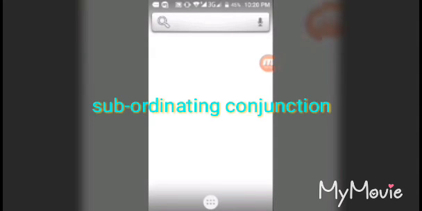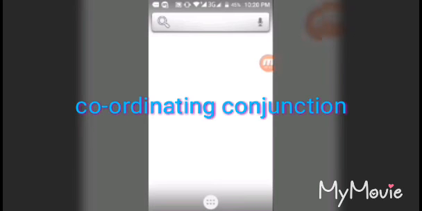There are many types of conjunction. The first one is subordinating conjunction. The second one is coordinating conjunction. The third one is correlative conjunction.